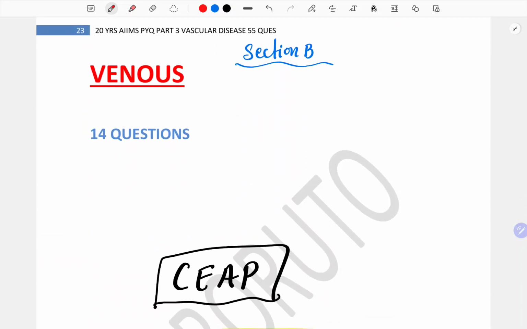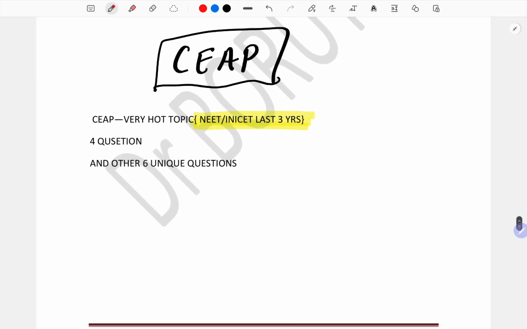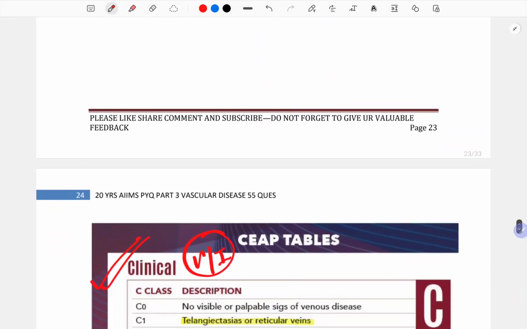Now we have finished the arterial section. Let's start with the venous section. 14 questions have been there. So if you have to give importance, give more importance to the arterial section while revising. Now the first question is CEAP classification. It is a very hot topic because not only is this question asked in the INICET, recently they have started asking questions from it in NEET PG post 2020 because the guidelines have been changed. 4 questions in 6 unique ways.